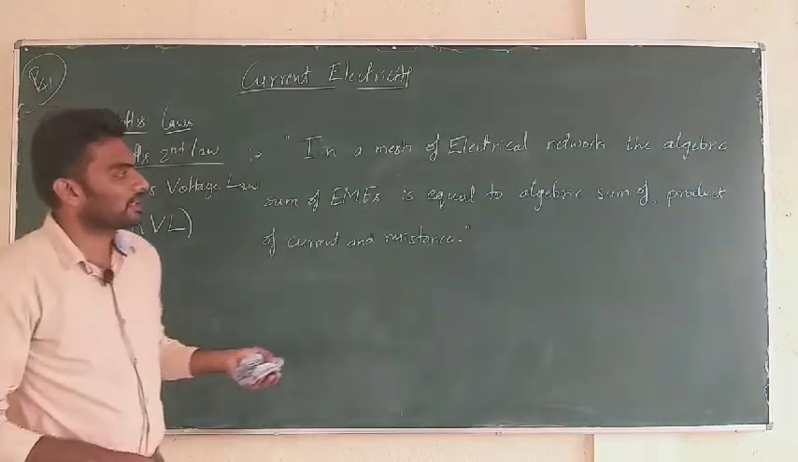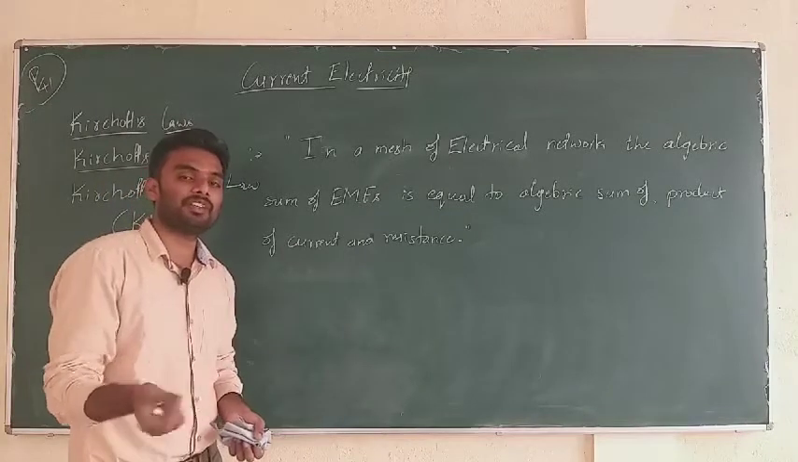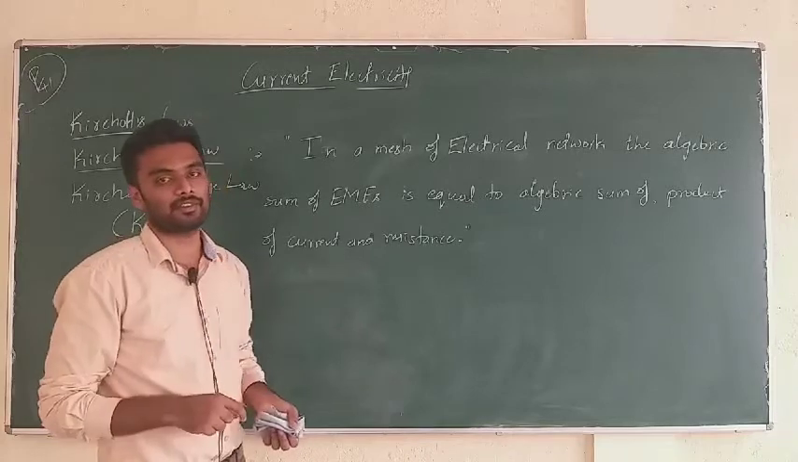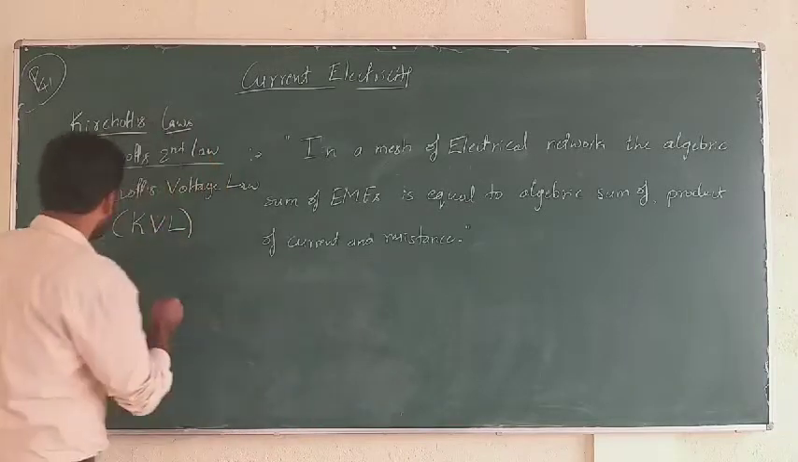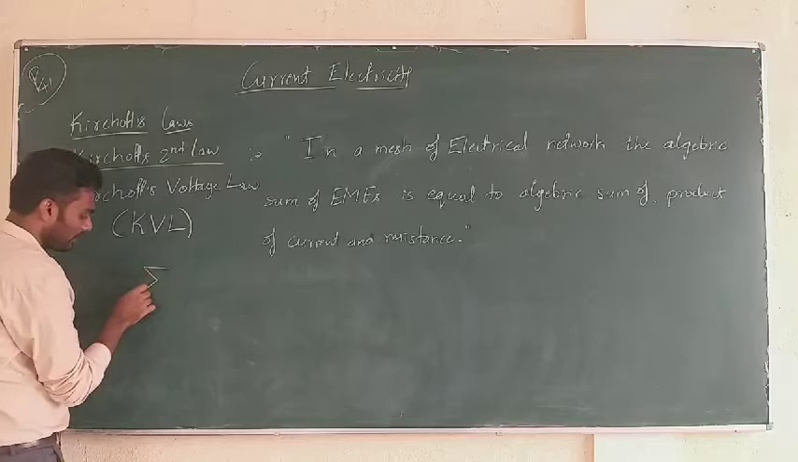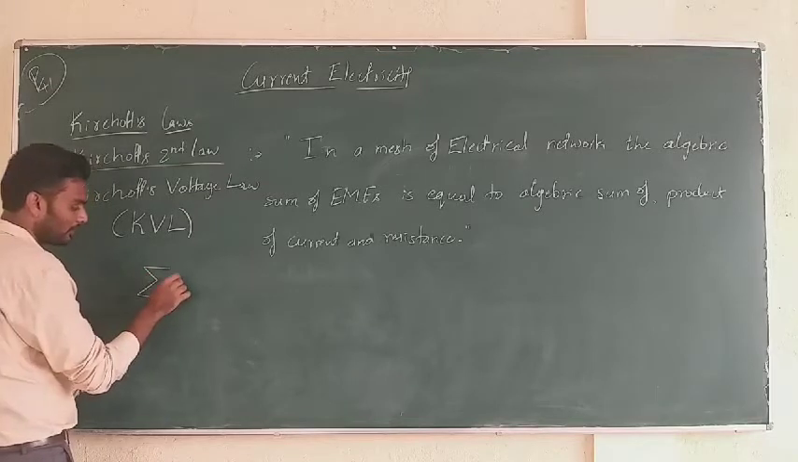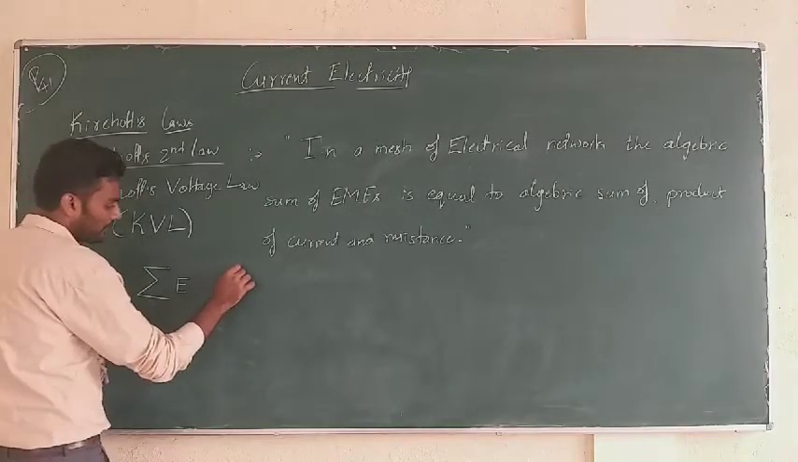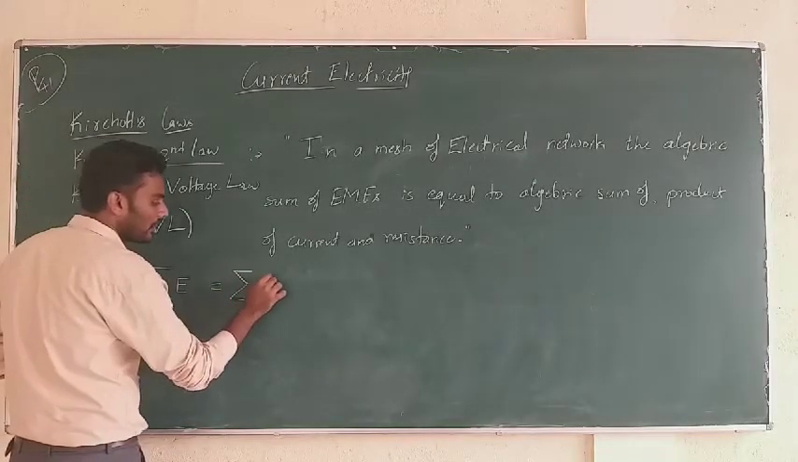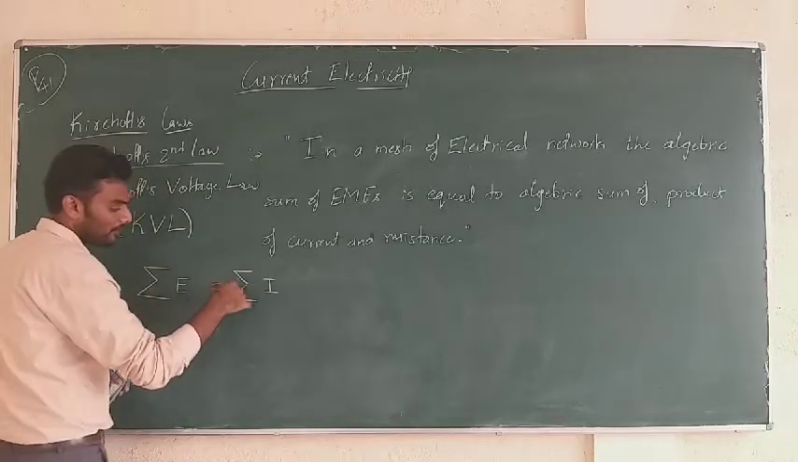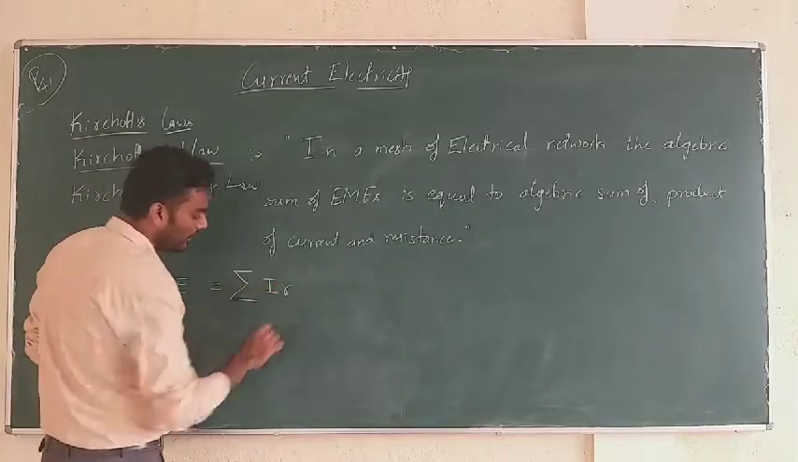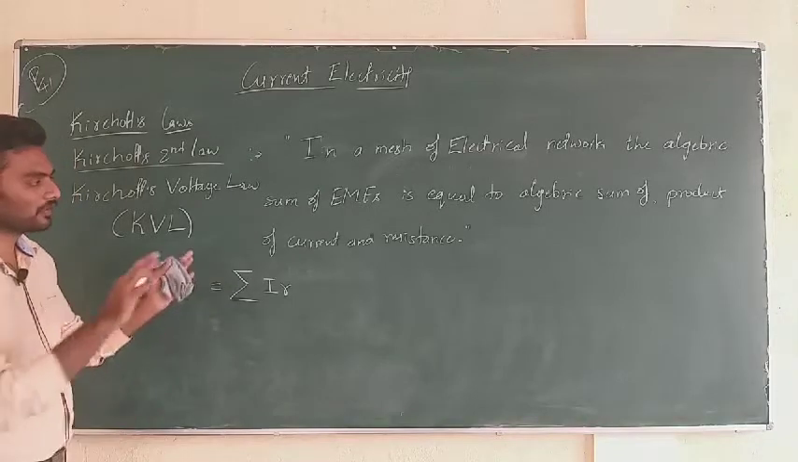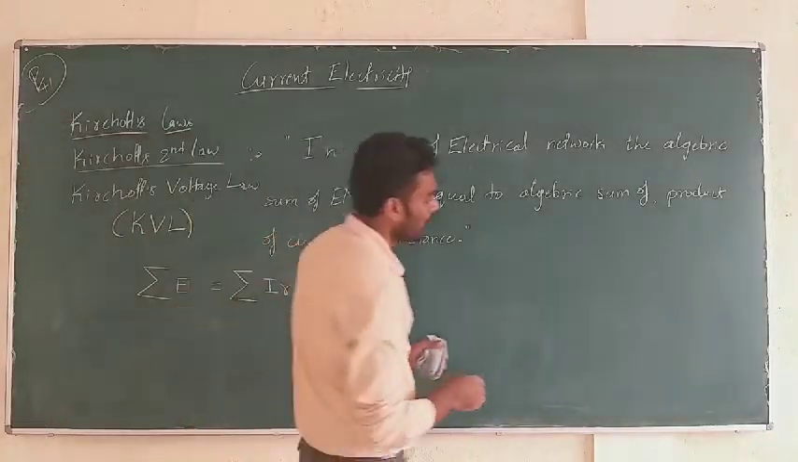In a mesh of electrical network, the algebraic sum of EMFs is equal to the algebraic sum of product of current and resistance. So writing it in mathematical way, we can put it like this: algebraic sum of EMFs E is equal to algebraic sum of product of current and resistance. So this is the definition part. Now let us understand what it means with the diagram.